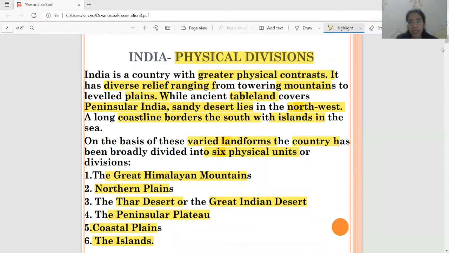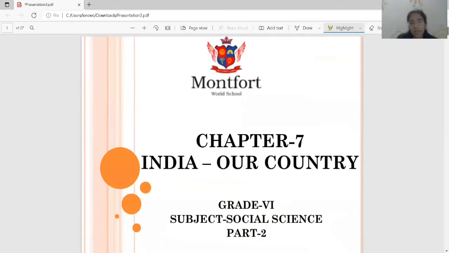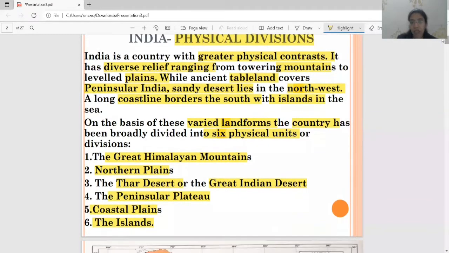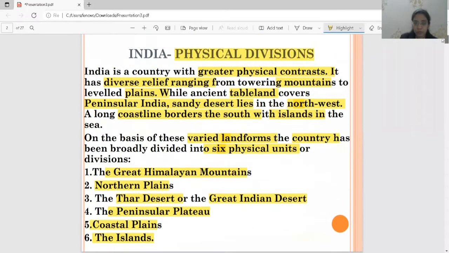We have started Chapter 7, India, Our Country. And the topic which we are going to revise today is India's physical division. India is a country which is having physical contrast. We are having diverse relief features, ranging from towering mountains to leveled plains. We are having tableland also, that is plateaus, peninsular India, sandy desert areas that lie in the northwestern part, coastline borders, and in the south we are having islands also.